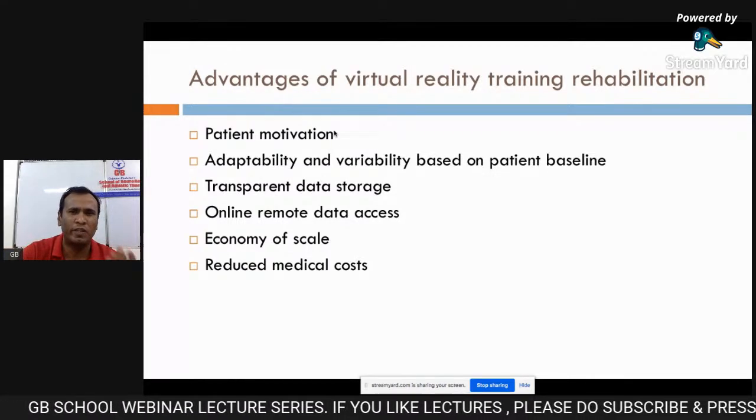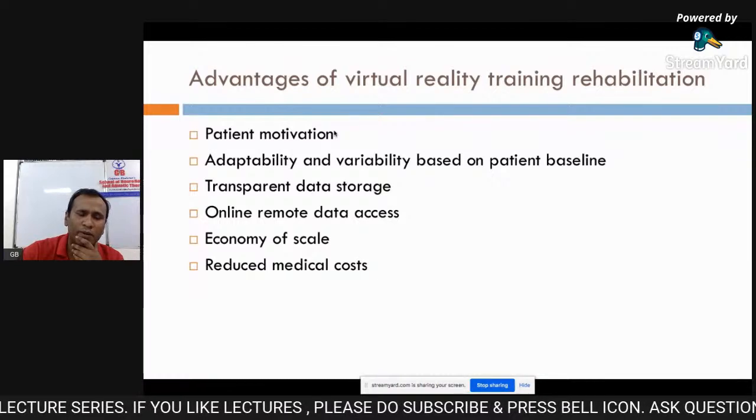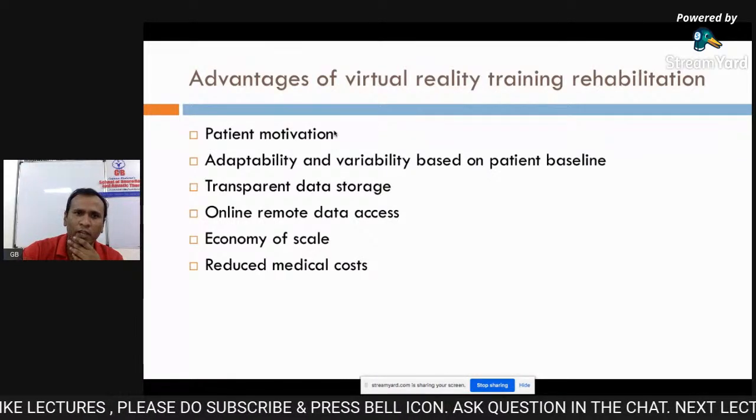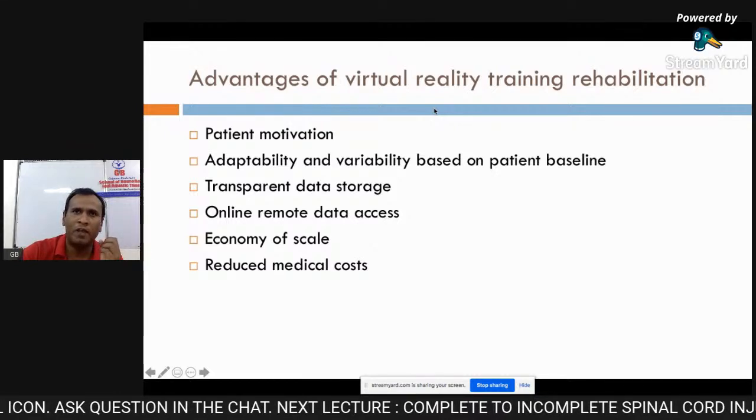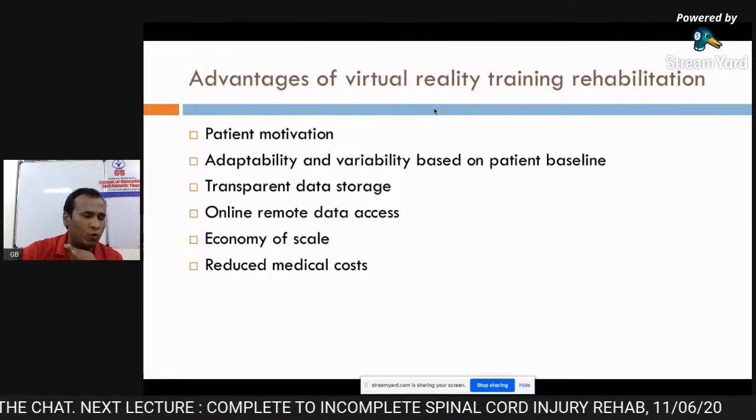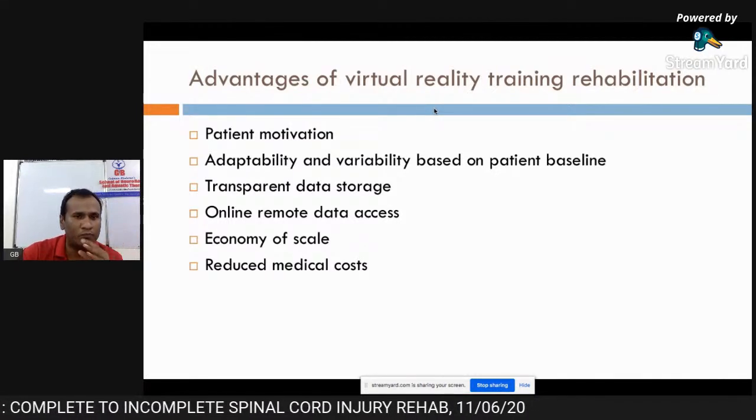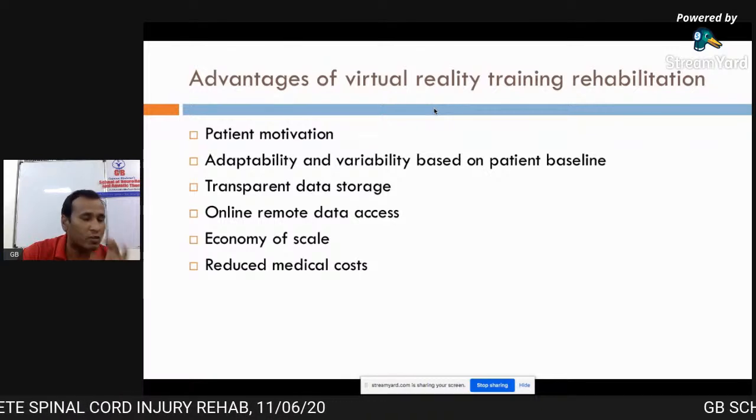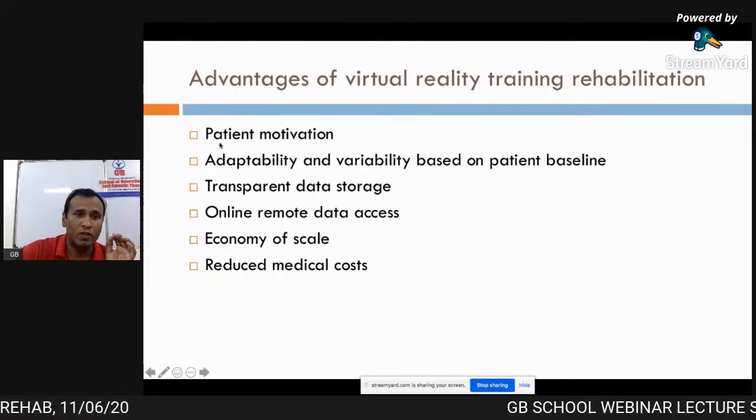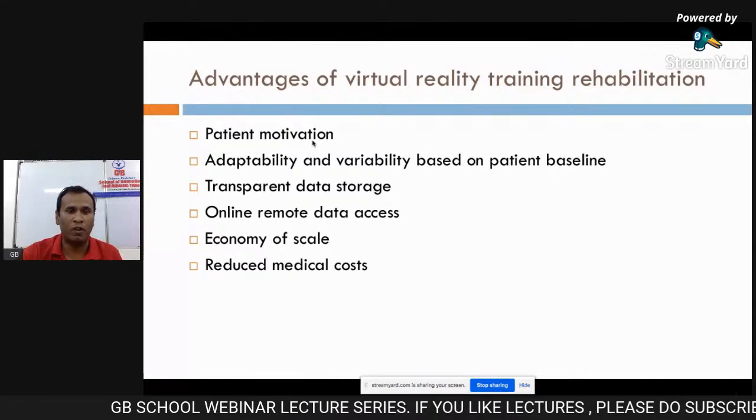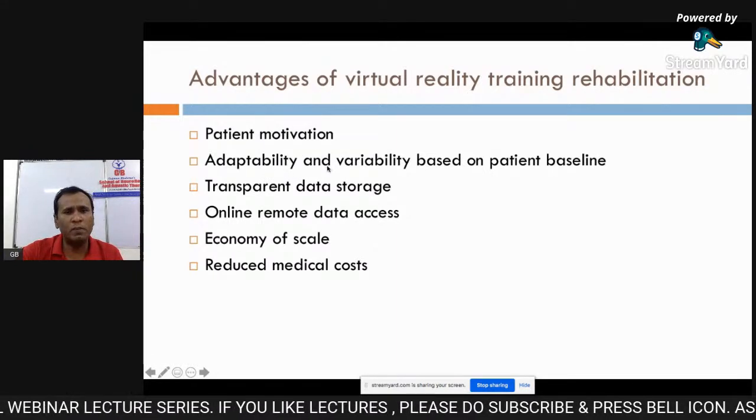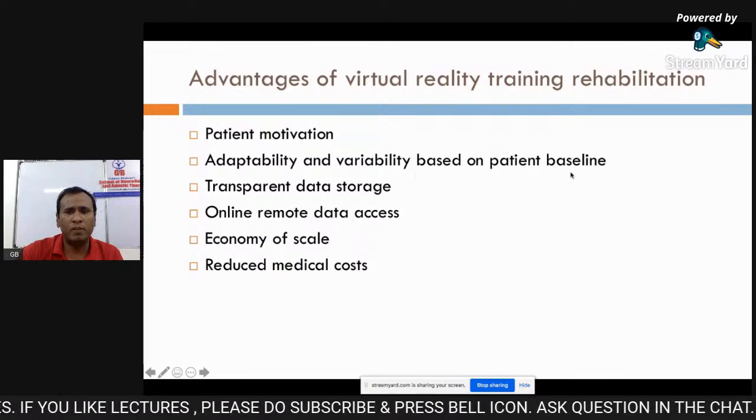It is the same routine, and they get very bored due to our exercises routinely happening. But these virtual reality programs are very highly engaging, and there is a lot of variability, and knowledge of result is very commonly being told to them. So the patients are highly motivated to participate in this virtual reality program. And there is a lot of adaptability and variability based on patient baseline.